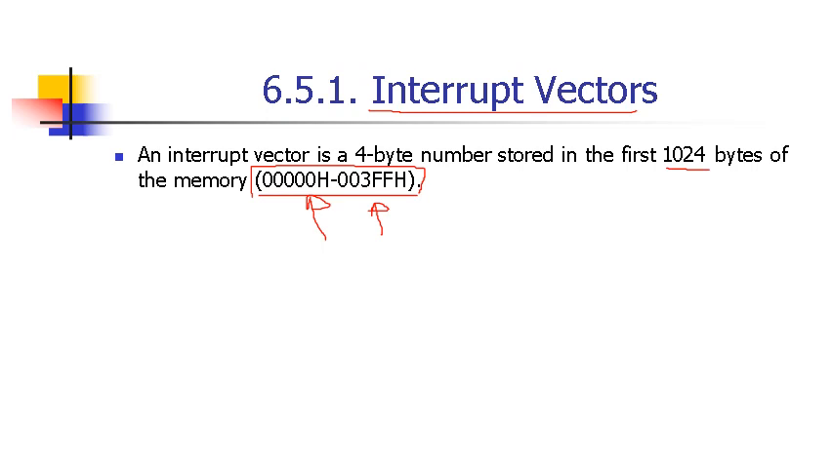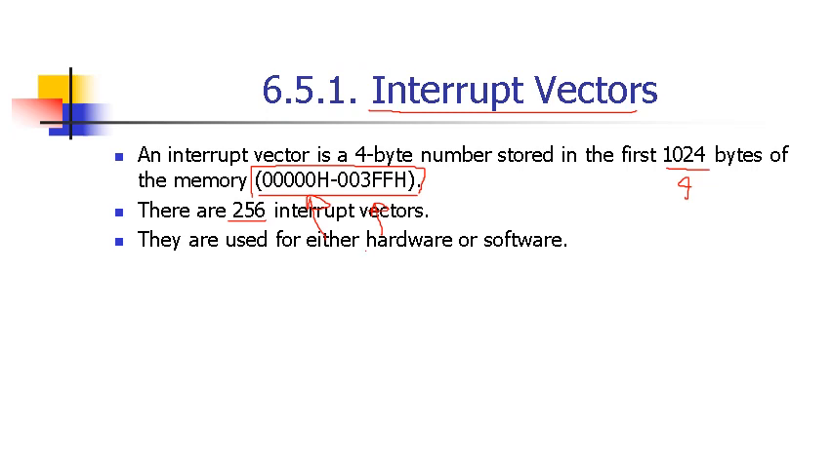And we said that each interrupt vector requires 4 bytes. So these 1024 bytes, if you divide them by 4, you will get 256 vectors, meaning your system can take up to 256 interrupt service routines. So you can design a system which contains at most 256 service routines, and store their addresses into the first 1K bytes of memory. So you have 256 interrupt vectors.